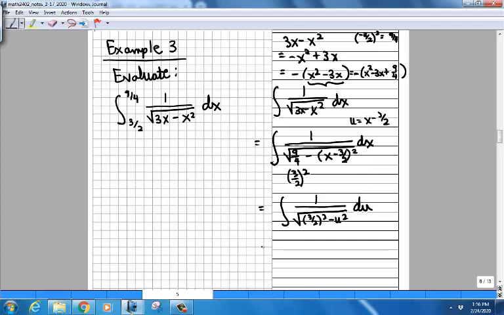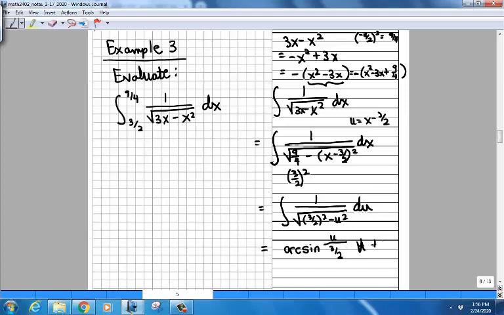And now this is kind of easy to integrate, right? How do you integrate that? Using what function? That's arcsine, right? Because you have constant squared minus expression squared. All right, so let's write that down. In the arcsine, remember, you don't have to write the 1 over a. So you just get arcsine of u over a. What's the a? 3/2, right?